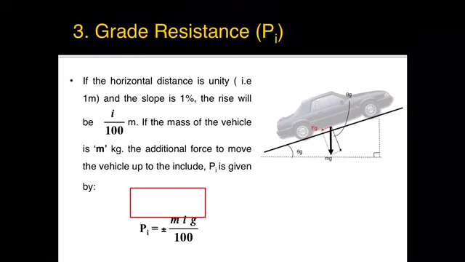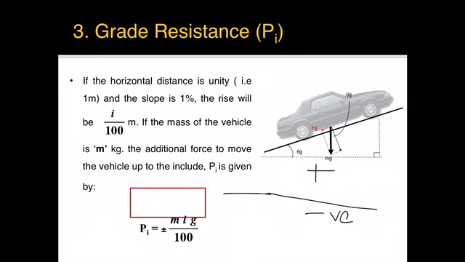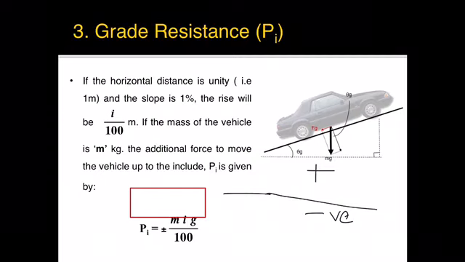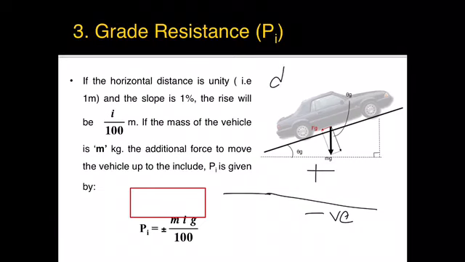Gradients can be upward or downward. An upward gradient is always considered positive, and if you travel on a downward gradient, the grade resistance will be negative. Now, why does it occur? Why do we have to consider the grade resistance? Whenever the vehicle moves on a level stretch, it will have a certain speed, let us call it the design speed. On the level stretch, your vehicle will be traveling at the design speed.